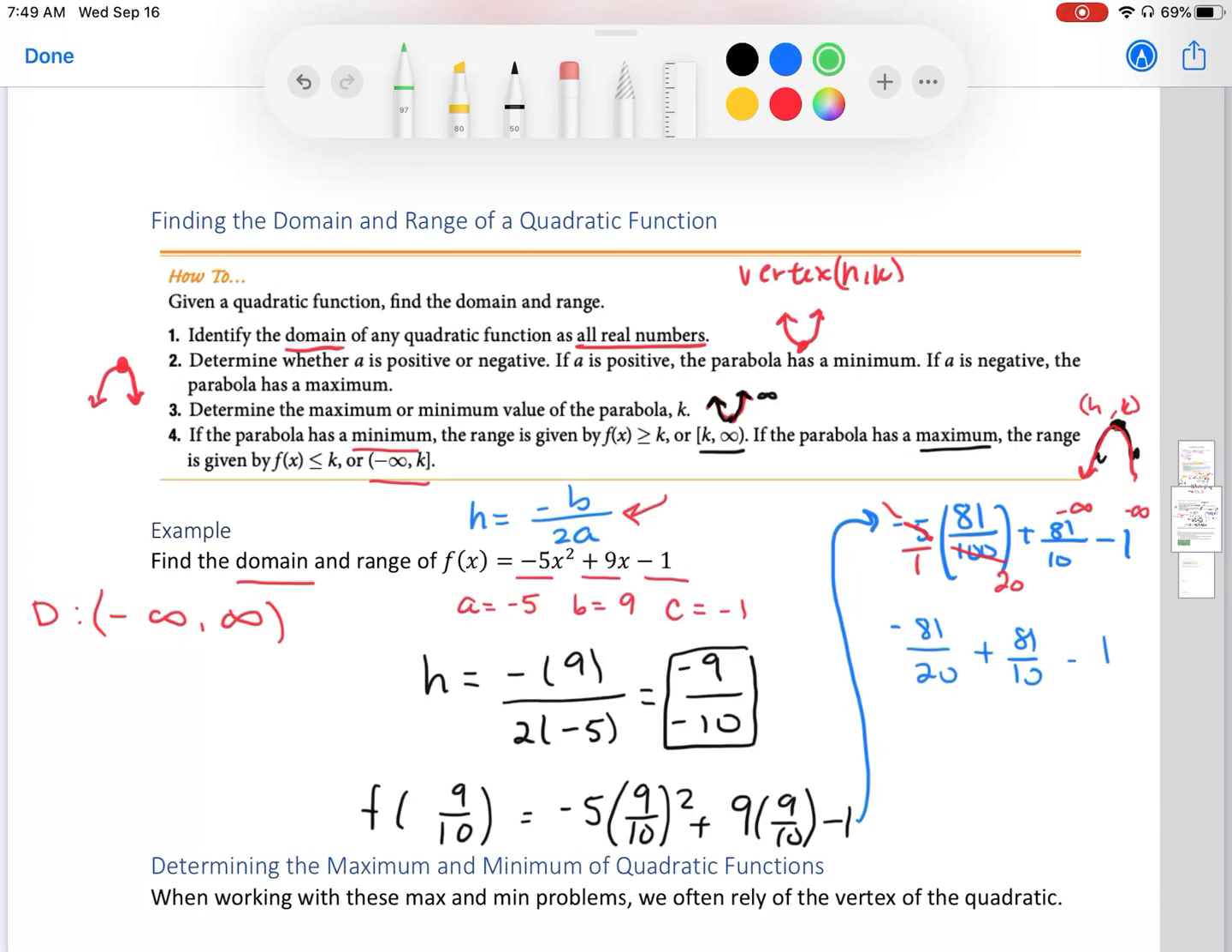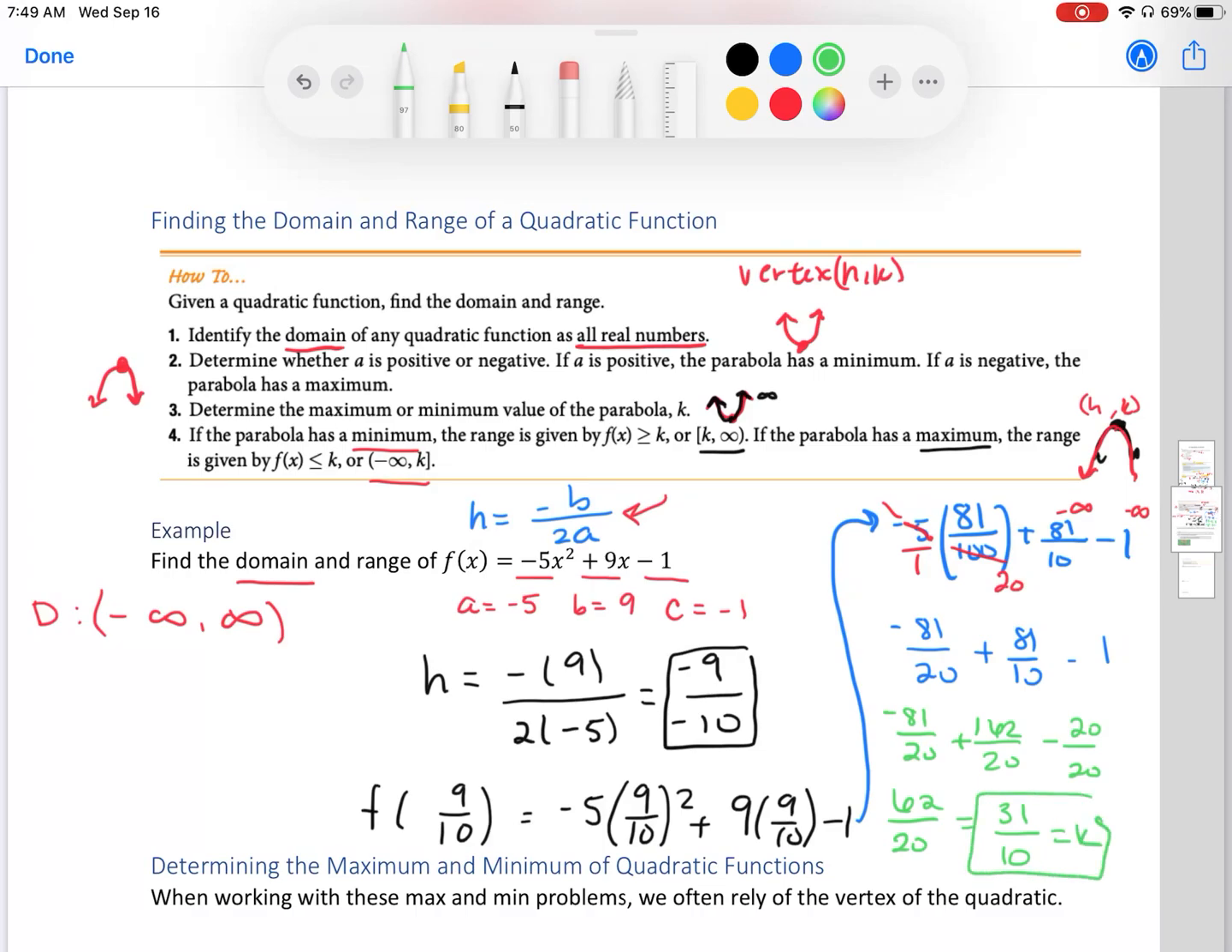Then you get a common denominator. So this would be negative 81 over 20, plus 81 times 2, which would give us 162 over 20, minus 20 over 20. So we have negative 81 plus 162 minus 20. We have 61 over 20. And that can be simplified to 31 over 10. And that is our k.